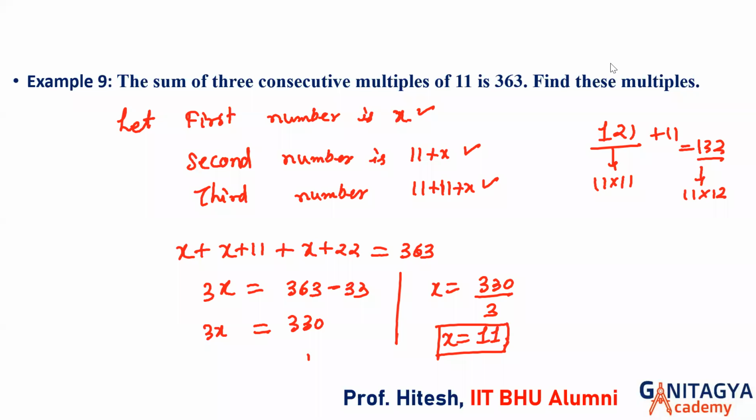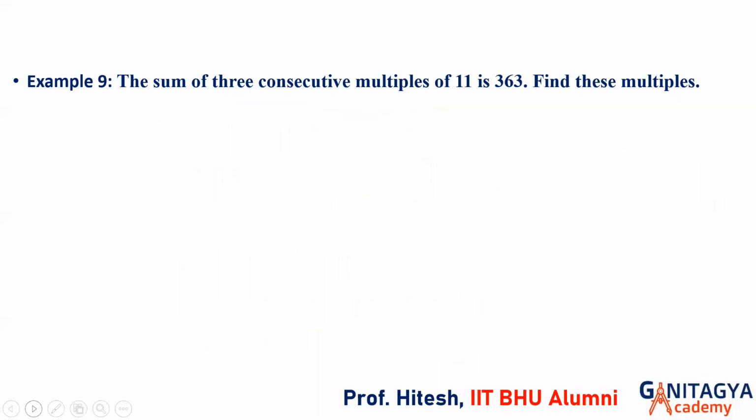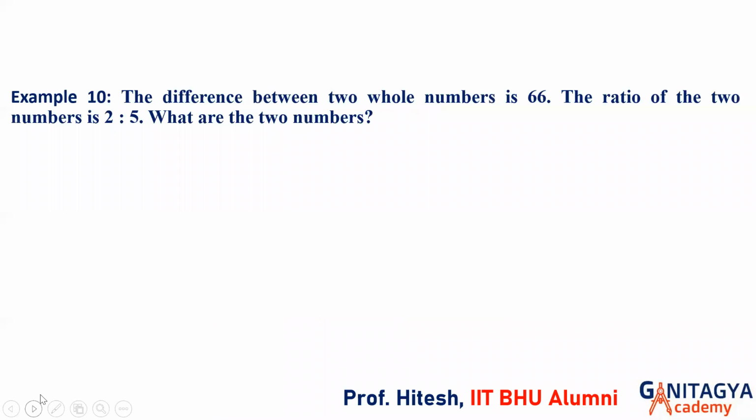Okay. So let me clear this and let me move to the question. Example number 10. The question is, the difference between two whole numbers is 66. The ratio of the two numbers is 2:5. So what are the two numbers? Very easy question.